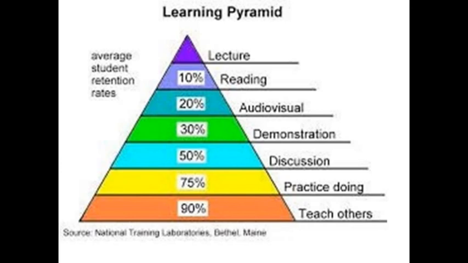Here is given a table like a pyramid. This is the learning pyramid, and here are the average student retention rates. And it is divided in percentages. So the first is 90% teach others, 75% practice doing, 50% discussions, 30% demonstration, 20% audiovisual, and 10% reading.